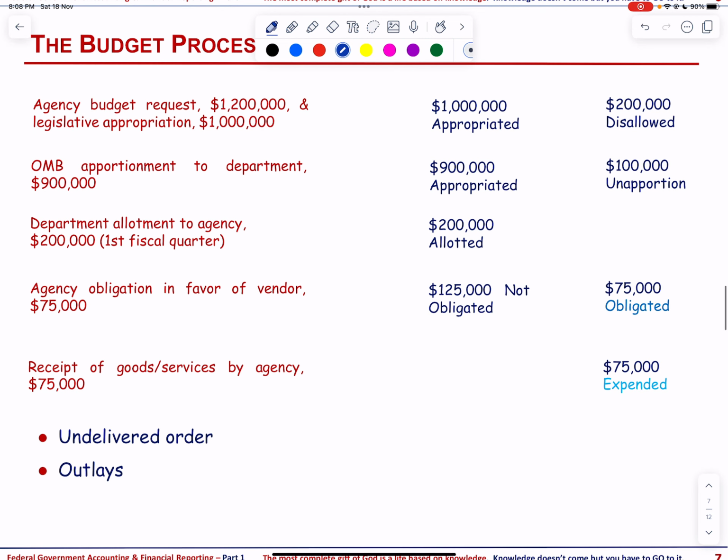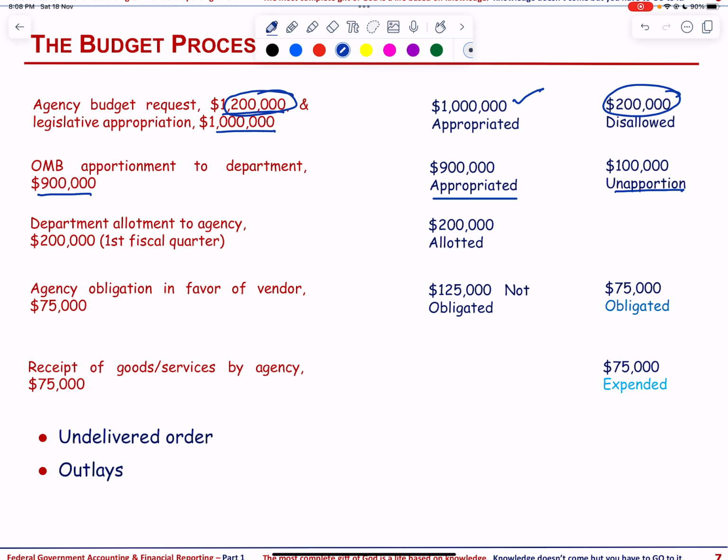First of all, the agency budget request. Suppose the agency has requested 1,200,000, and then the legislature appropriates 1 million. That is, 1 million is appropriated and 200,000 is disallowed. Now the OMB apportions this amount to the department. Suppose they apportion 900,000. So the OMB has apportioned 900,000 and 100,000 is unapportioned.